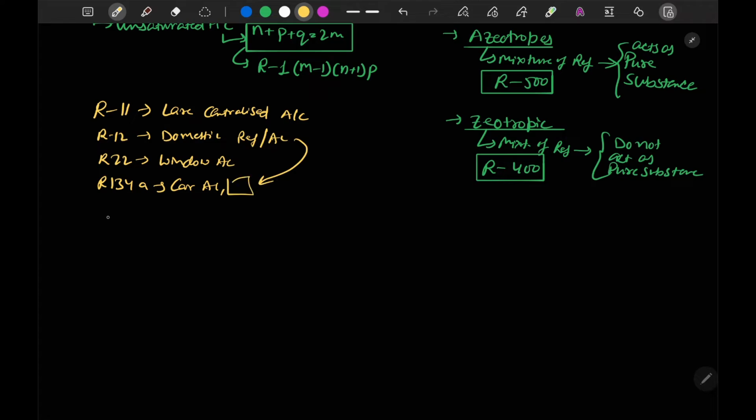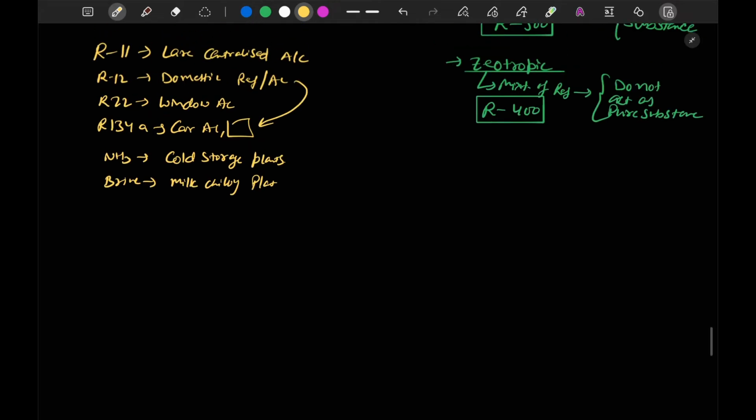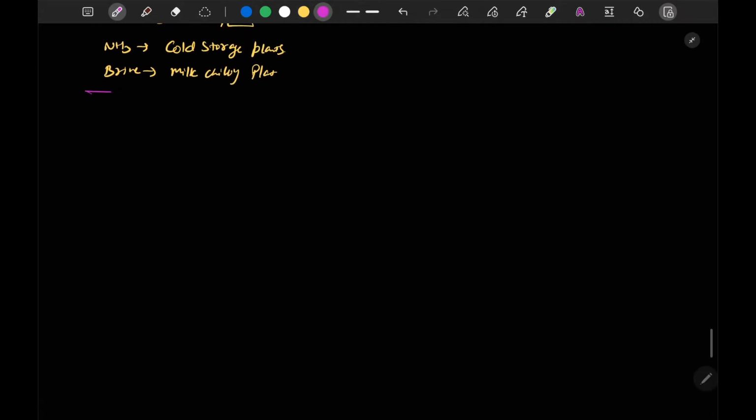Ammonia is used in cold storage plants. Brine is used in milk chilling plants. Similarly, CO2 is used for direct contact heating, and air is used in gas liquefaction or aircraft refrigeration systems.